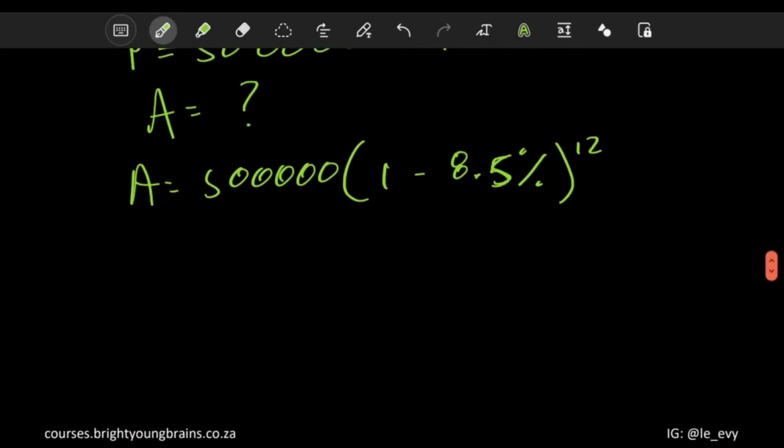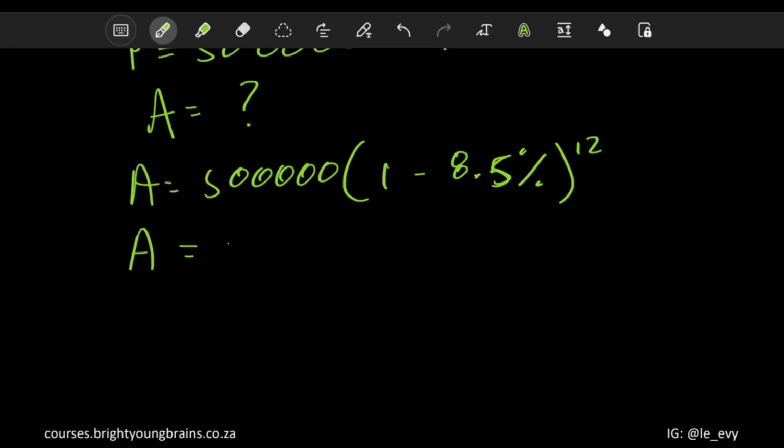And it was never an issue, or it's never an issue really. But anyways, let's put all this into the calculator and see what answer I get here. 1 minus 8.5 shift percent, and then the whole thing to the power of 12. They say we should write it to the nearest rand.